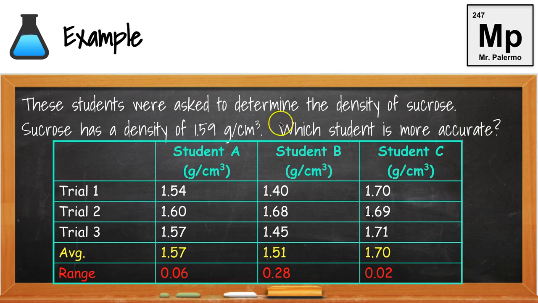So again, accuracy is how close you are to the actual value. So who has the measurements that are closest to the actual value, or the actual density? Well, if you look at the average of all 3 students, 1.57, 1.51, and 1.70, who's the closest? Student A. So student A is the most accurate in terms of their measurements to the actual value.